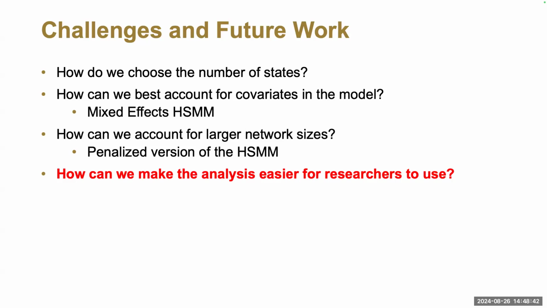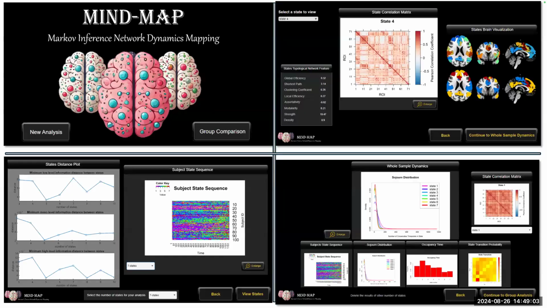So we're also working on a penalized version of the hidden semi-Markov model where we can shrink some of our covariance entries to 0 and allow for larger network sizes. And then lastly, as statisticians, we really need to make our methods available to the community if we want them to be used. And Mohammed Reza, the student I mentioned, has been working on a toolbox for this analysis and for the extensions that we're working on for this analysis, and that's hopefully going to be available very soon. So stay tuned if you're interested in running some of these analyses.